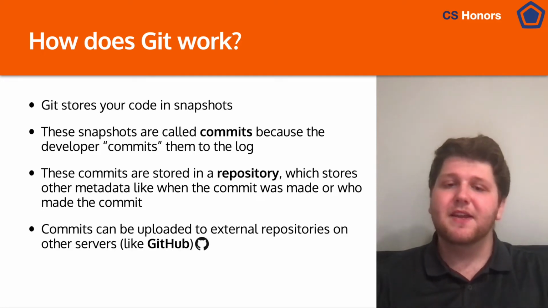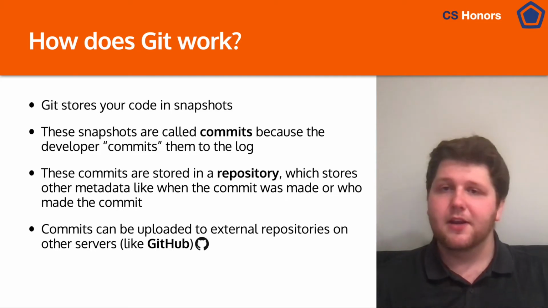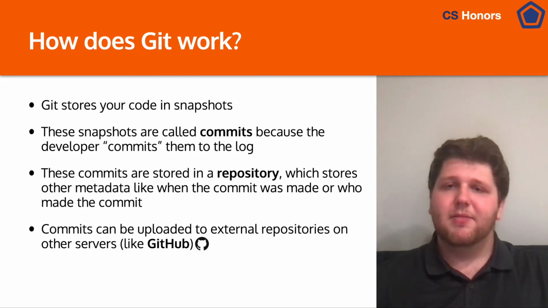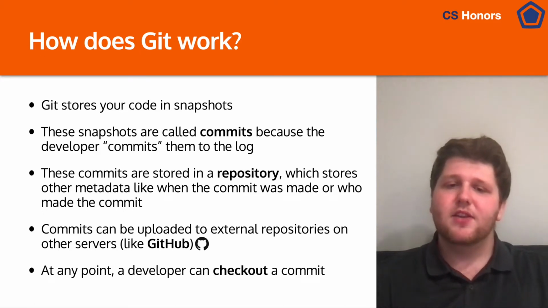These commits can then be uploaded to external repositories on other servers that are hosted either by GitHub or by a company. What you're able to do is send other people your code by sending these commits. Finally, at any point, you can go to one of those servers and check out a commit to see what that commit looks like and what that snapshot had in the code.